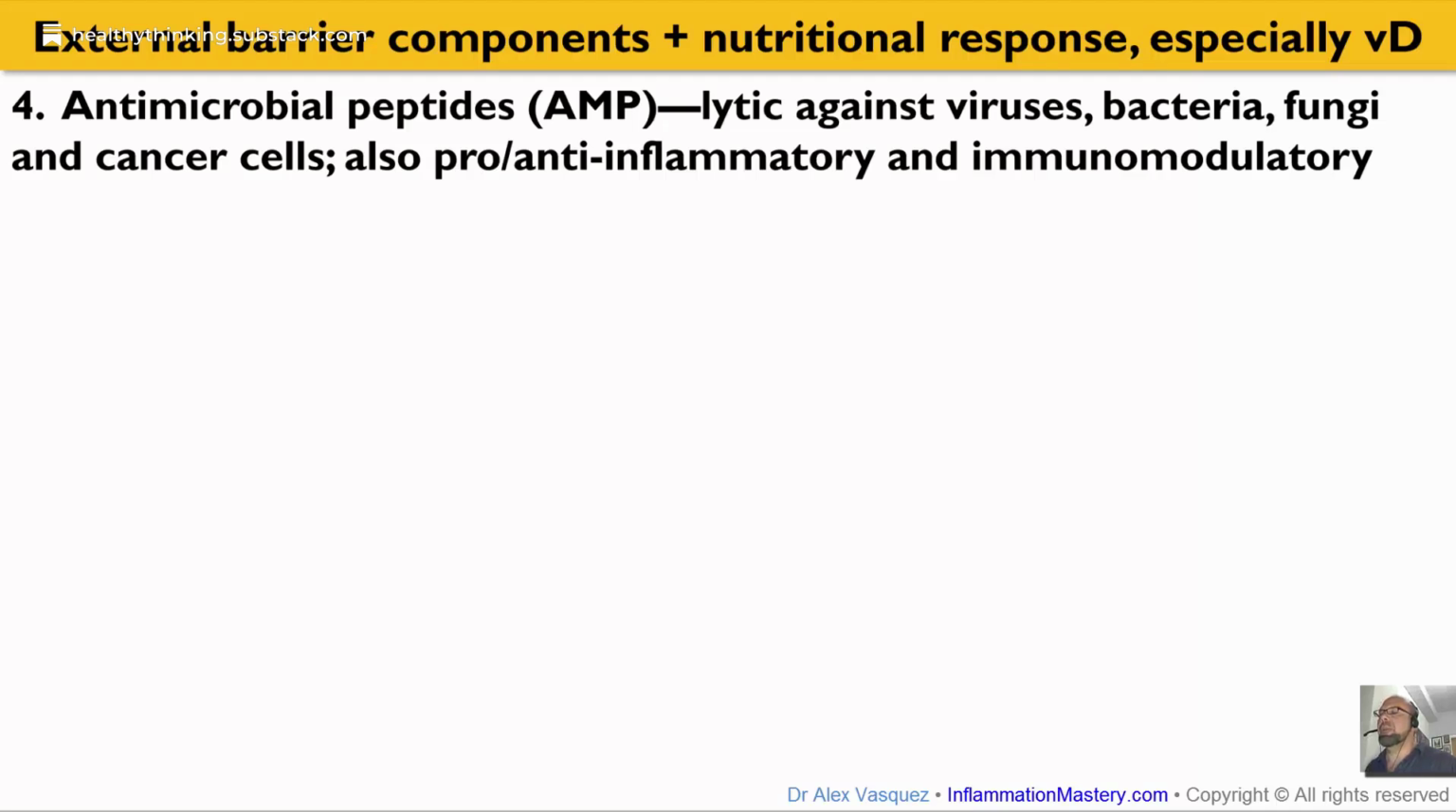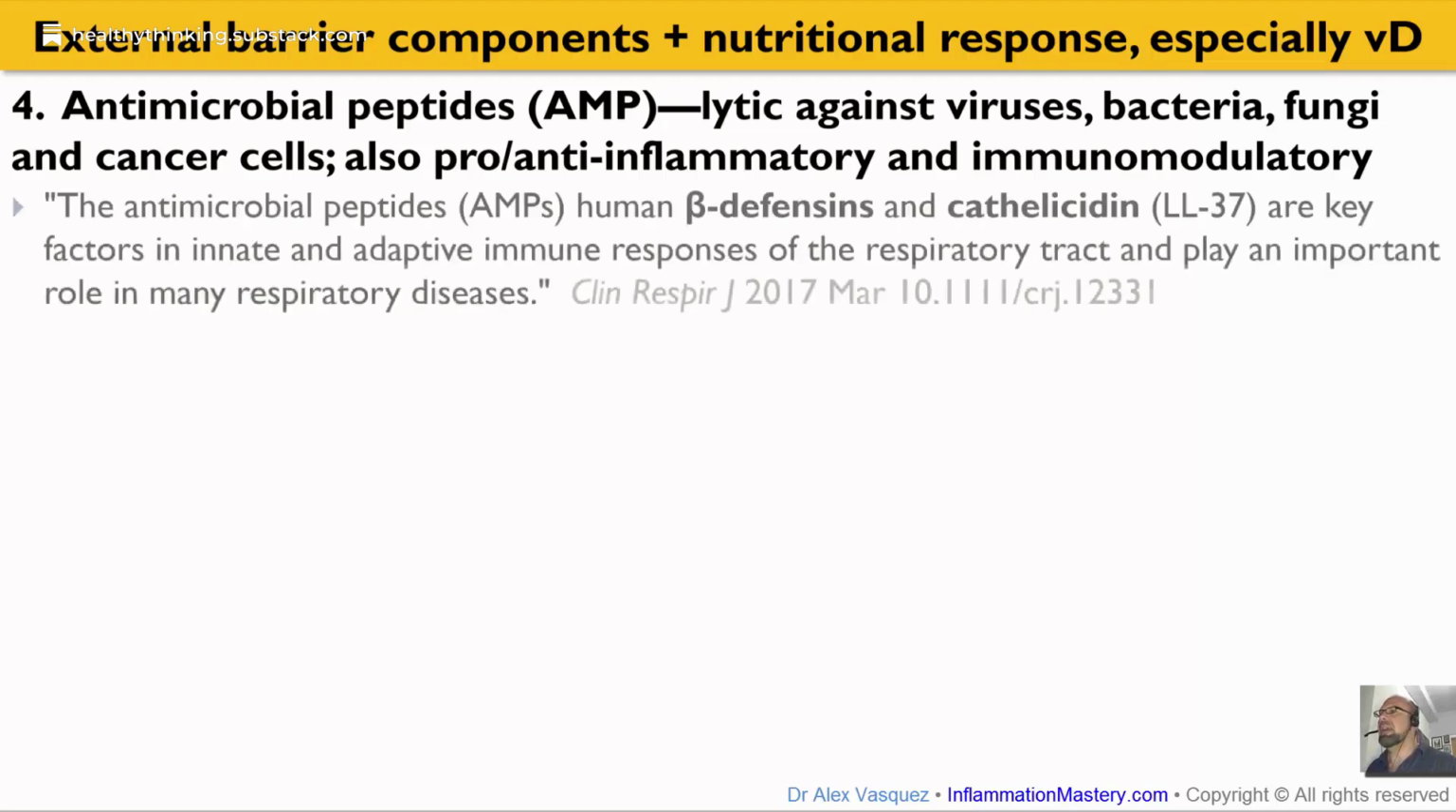These antimicrobial peptides promote lysis of viruses, bacteria, fungi, and cancer cells. They are either pro or anti-inflammatory, but mostly we can consider them to be immunomodulatory. Here from 2017, we see the antimicrobial peptides human beta-defensin and cathelicidin, or LL37, are key factors in innate and adaptive immune responses of the respiratory tract and play an important role in many respiratory diseases.